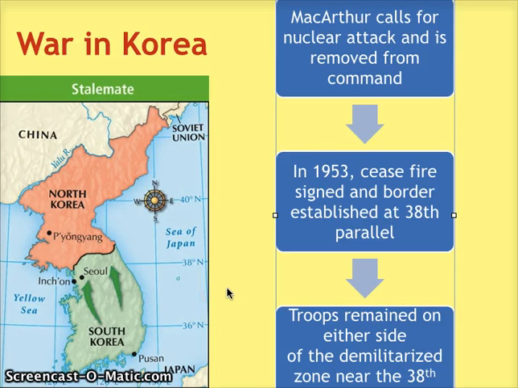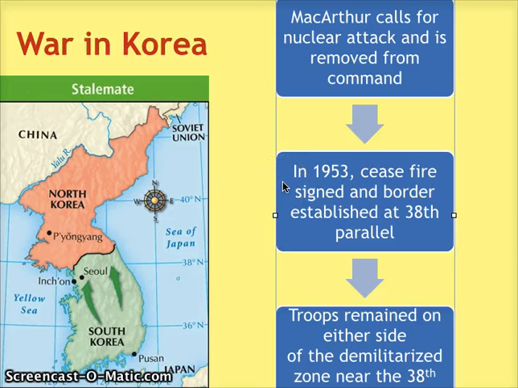Now, when China gets involved and pushes back, MacArthur is quite upset about this, and he is wanting to start a nuclear attack on North Korea. He actually goes over President Truman's head. He goes straight to the Congress, straight to the UN to try and discuss this idea of nuclear war. Even after Truman had said, no, we're not going to do this. So when he does that, he gets removed. So we no longer have MacArthur in command in the Korean War.